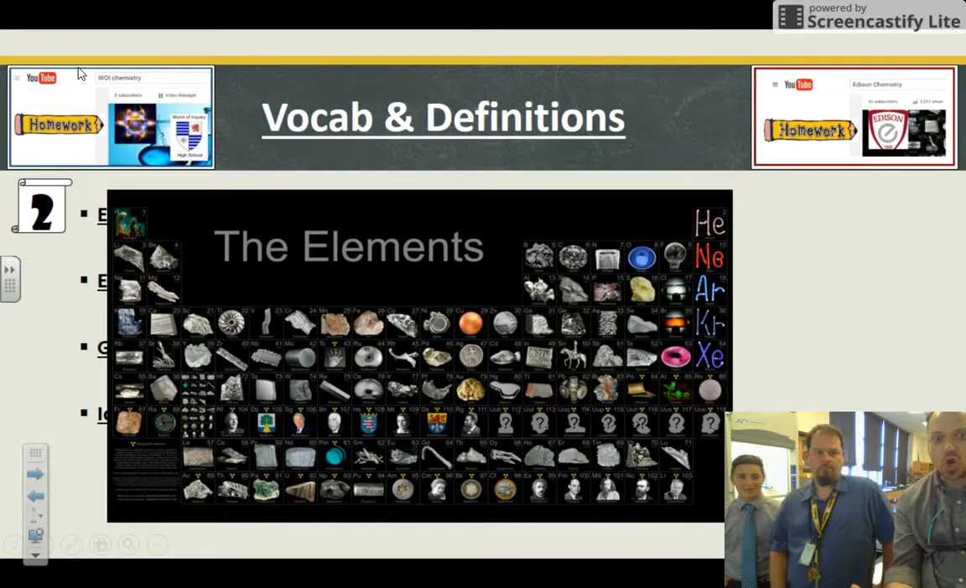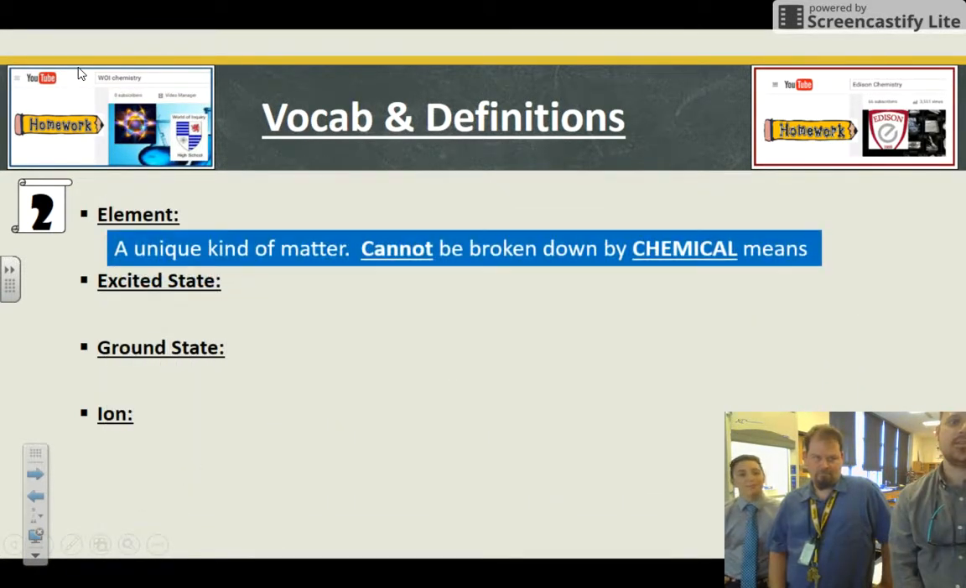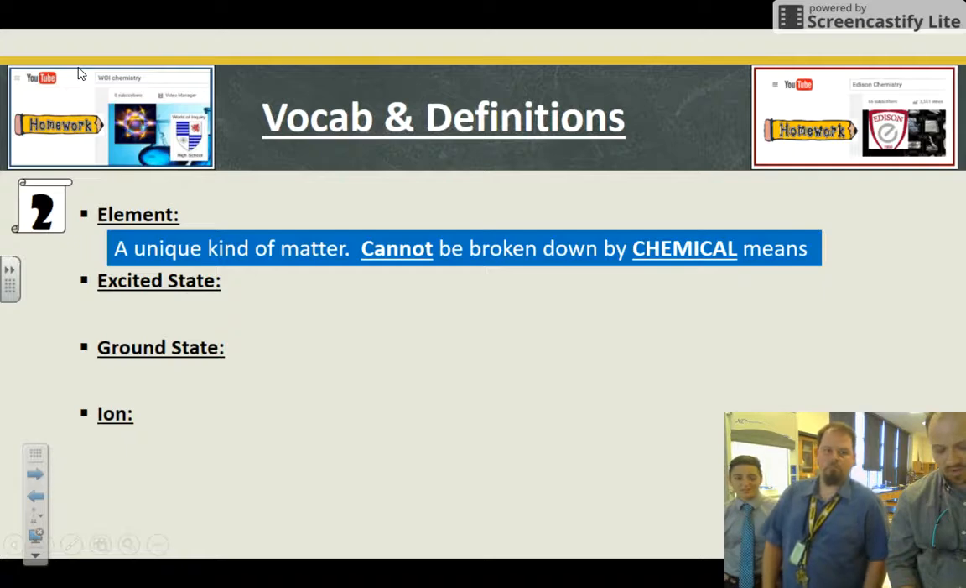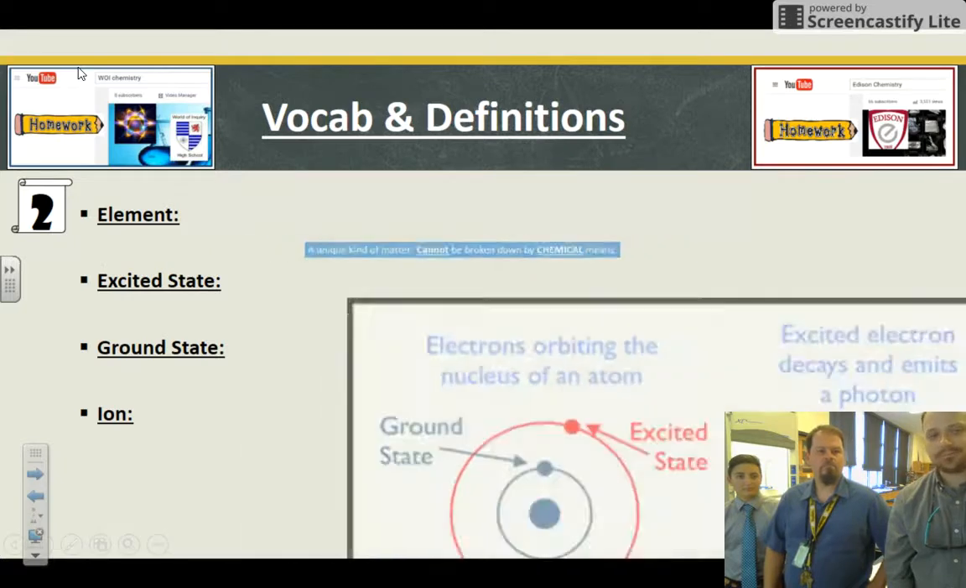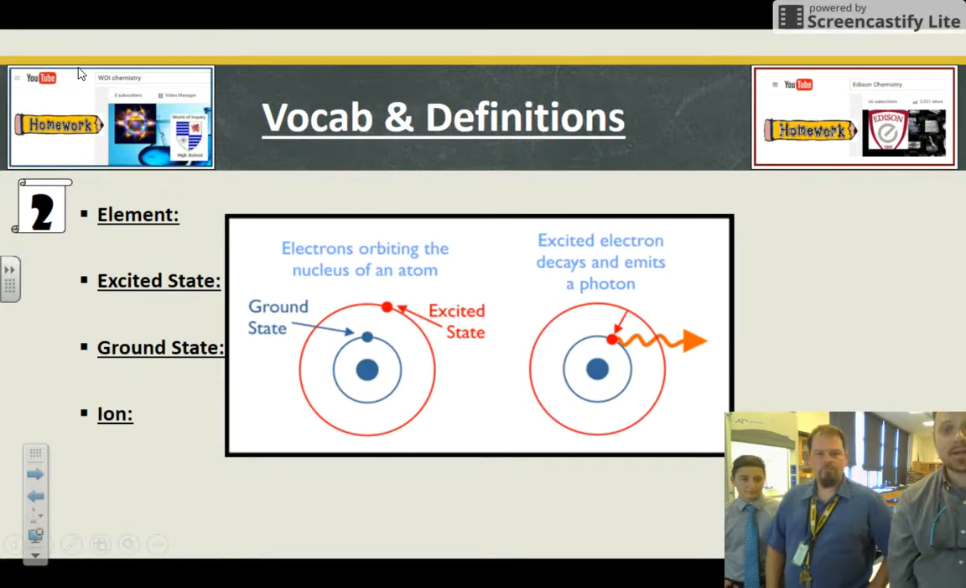Next up, we've got elements. It's a unique kind of matter, can't be broken down by chemical means. Should sound familiar from last unit. And it's generally never referred to as just a single atom. An element refers to a collection of the same kind of atom.